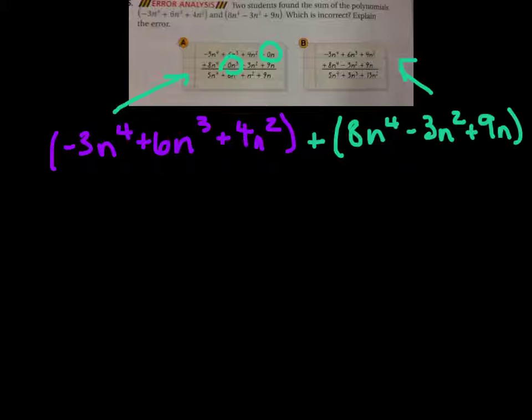So let's combine our like terms. I have an n to the fourth, n to the fourth, n to the third. Oh, we don't have an n to the third in this second one. Maybe that's why this student said 0n to the third. And 4n squared minus 3n squared, and we have our last and final thing, 9n, and maybe that's why they have the 0n there. Interesting. So looking at that, I'm kind of leaning towards A is correct, and so B is incorrect. But let's do the work.